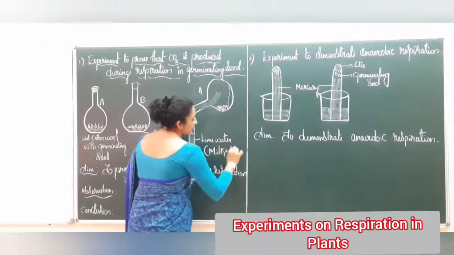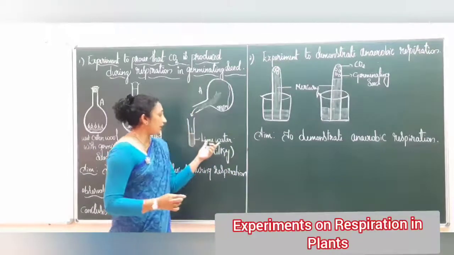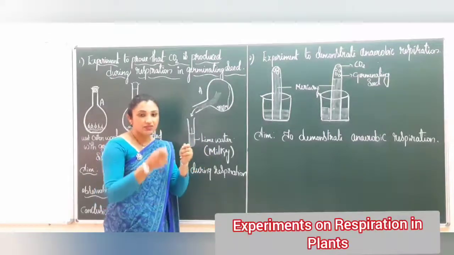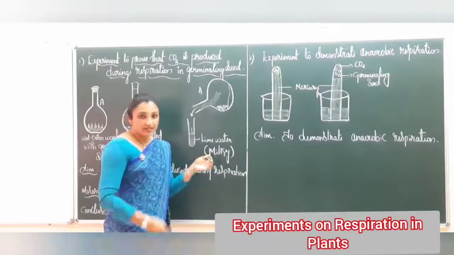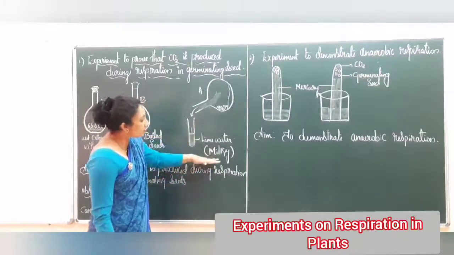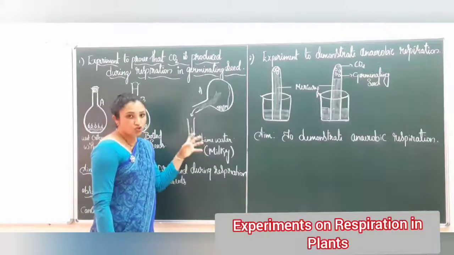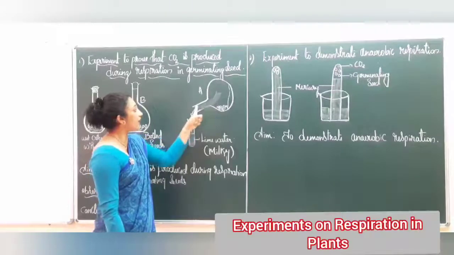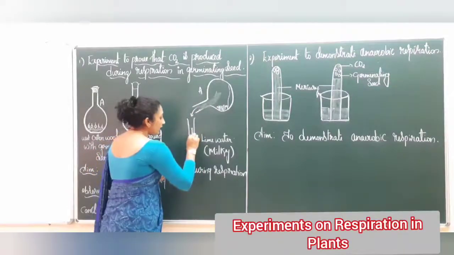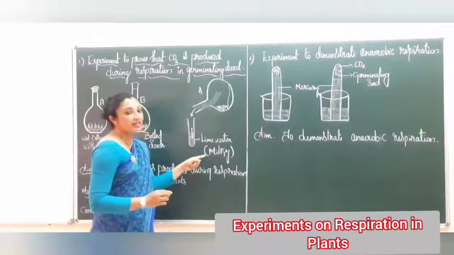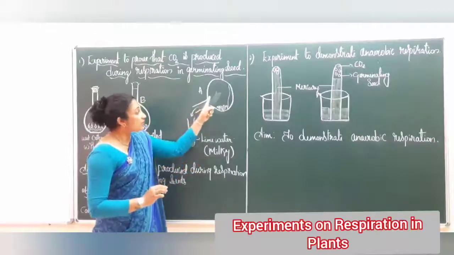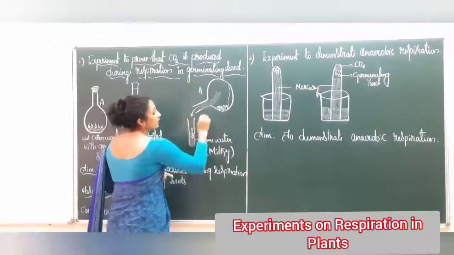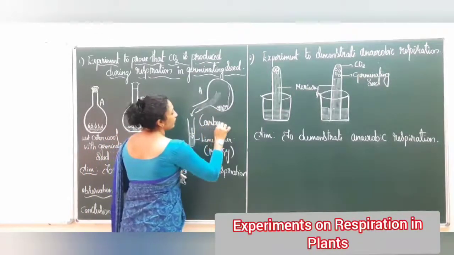Turns milky means the lime water, which is transparent in nature, gradually turns milky, a little shady, like white. Am I clear? So this experiment shows that when the gas produced in flask A comes in contact with the lime water and turns it milky, it proves that the gas produced by the germinating seed inside the flask is carbon dioxide.